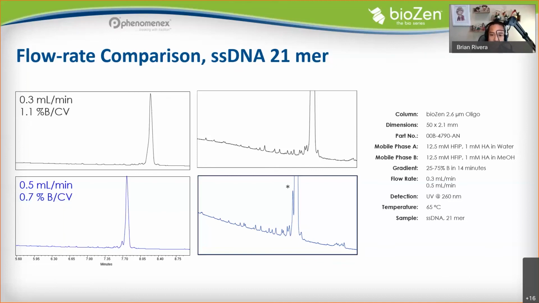So in a lot of ways, using flow rate as a way to shallow out the gradient slope, especially with these UHPLC types of particles, and if you have a system that can accommodate the higher back pressures, running at that higher flow rate is certainly going to be the more practical approach.